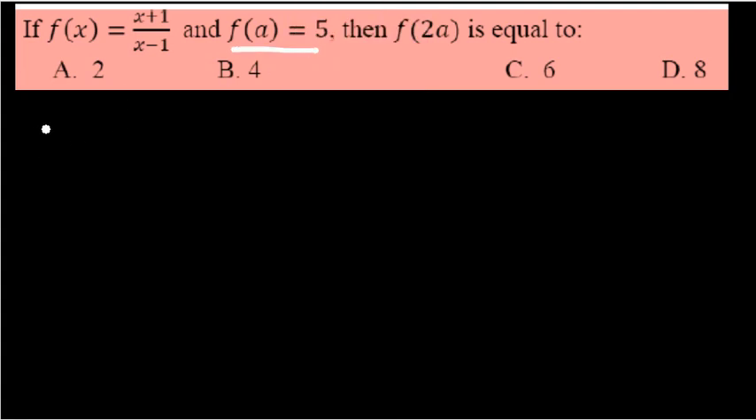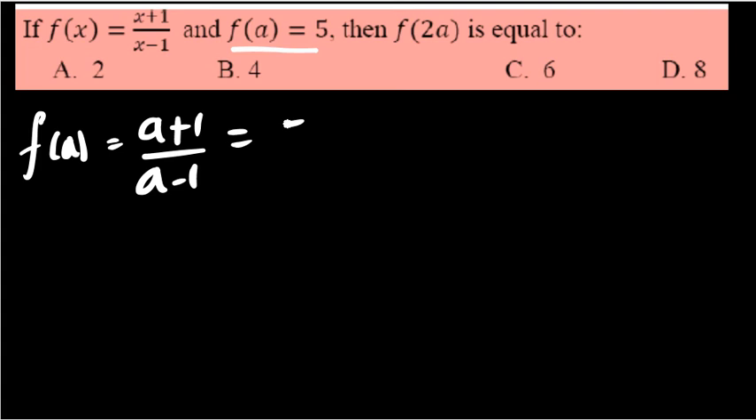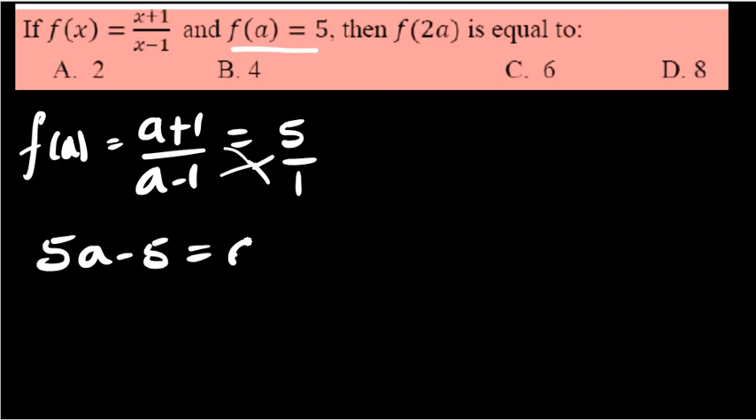F of a is equal to 5. What does f of a mean? Substitute a in place of x in each place. It's going to be a plus 1 over a minus 1. This is equal to 5, already given. Then we can use crisscross. When you multiply crisscross, 5 will multiply each of them. So 5a minus 5 is equal to a plus 1.